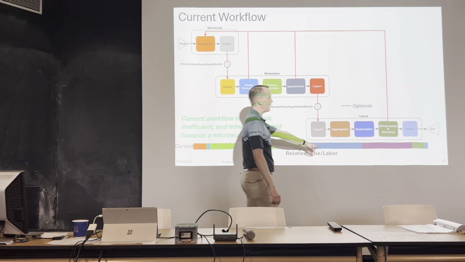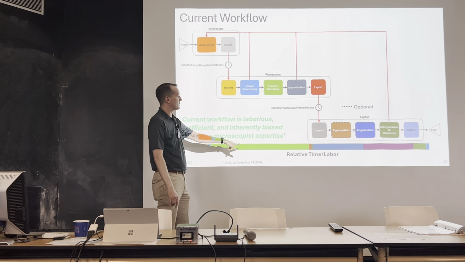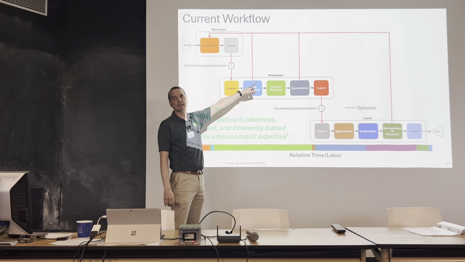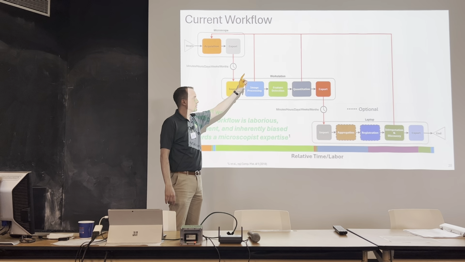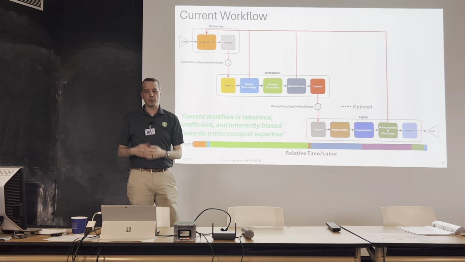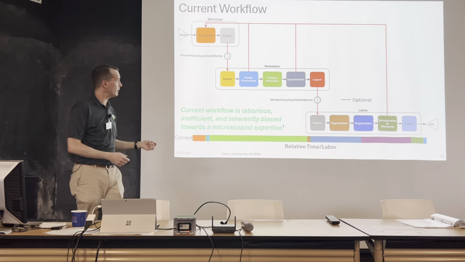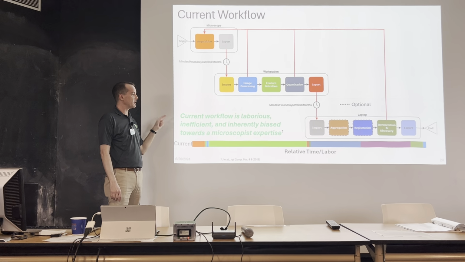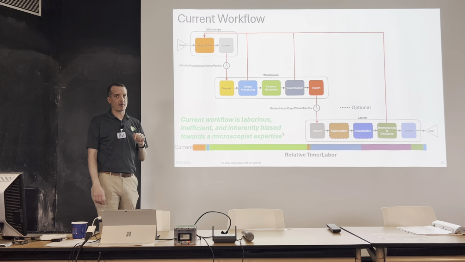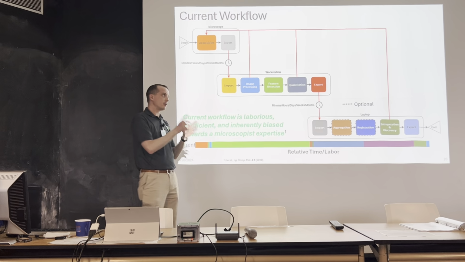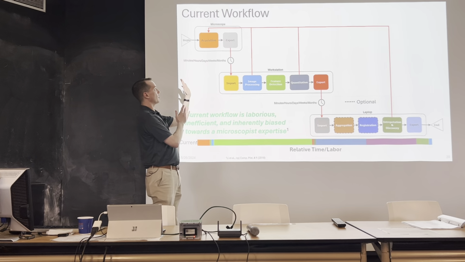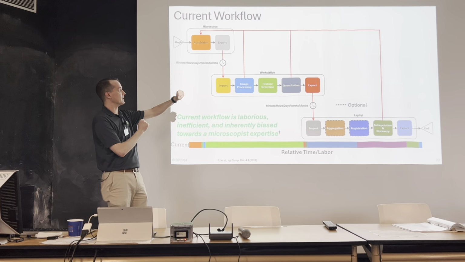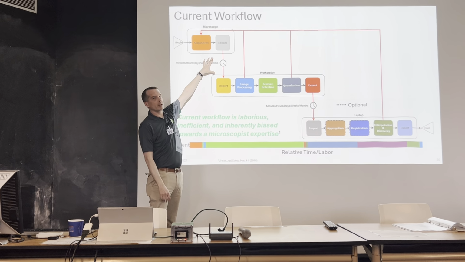So if we look at this, what all the microscopists and scientists want is this part here, right? But there's all of this relative time that's going in there, and there's this big part here, right? You've got all that data and you're trying to do the analysis. So if we can shorten that time, we might be able to do that. And if we look at this thing, this workflow is obviously very laborious, it's inefficient, and there's inherently bias towards the microscopist's expertise. But there's also another key part in this current workflow, and you can see that with the red lines, right?